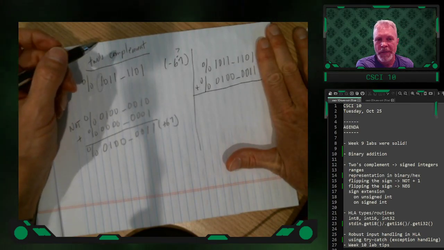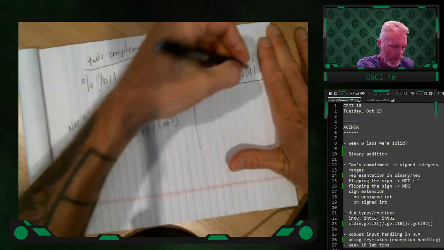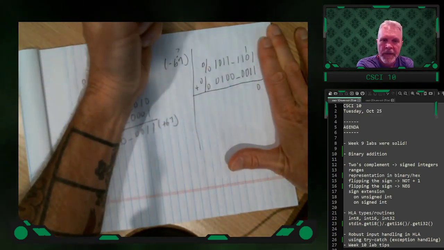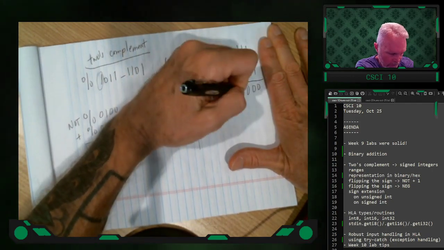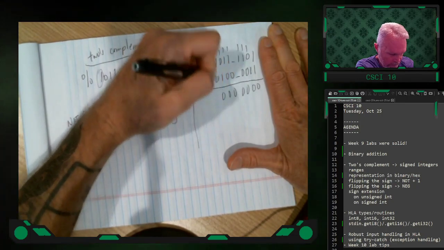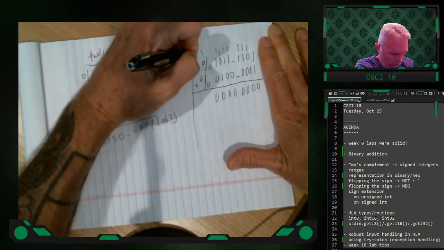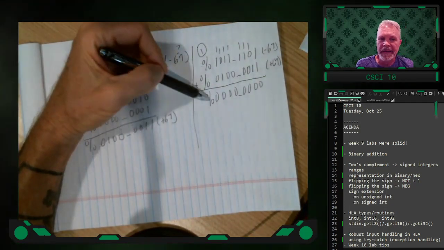We don't worry about what they are when we do the math. So now we just turn on binary math mode. 1 and 1 is 0, carry a 1. 1 and 1 is 0, carry a 1, 0, carry a 1, 0, carry a 1, 0, carry a 1, 0, carry a 1, 0. There is this kind of trailing carry here.